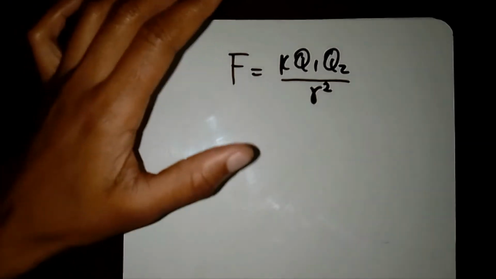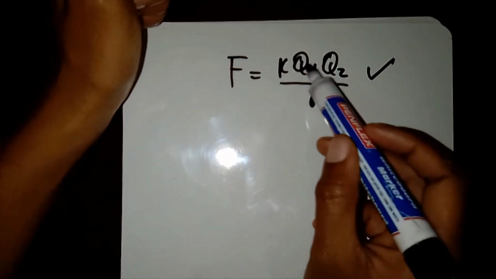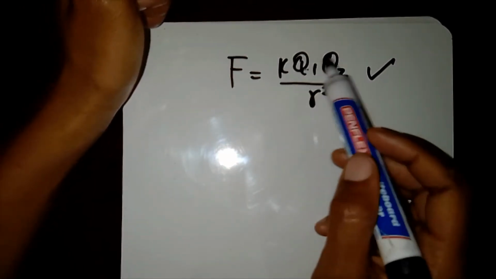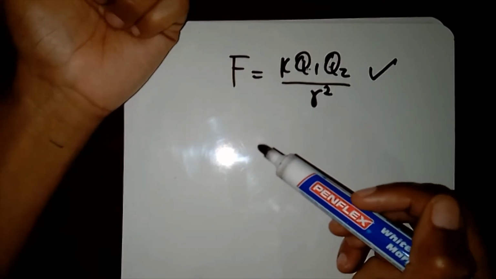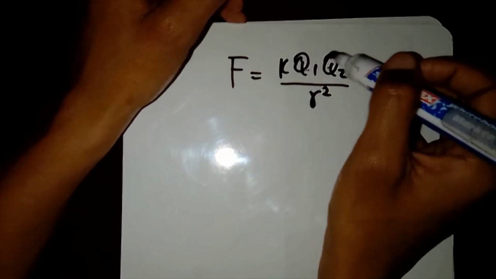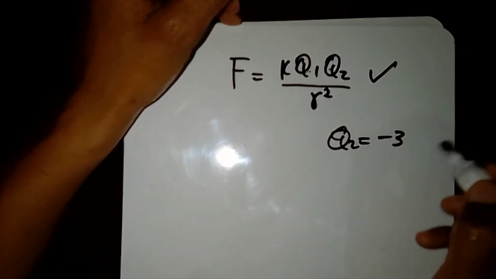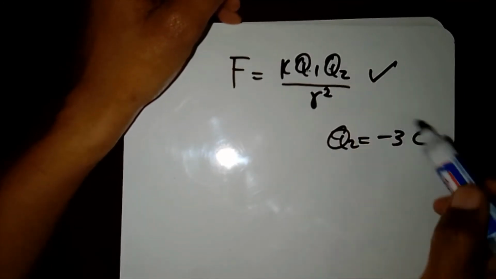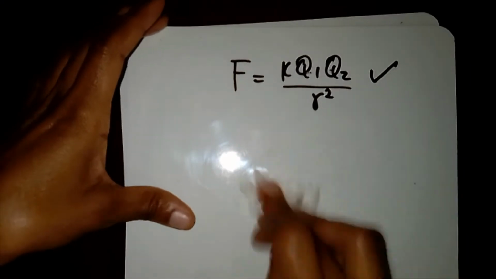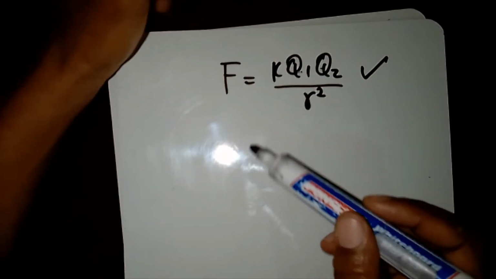Another important consideration when working with this formula is that, one, when you substitute the values of the charges, only substitute the magnitude. So you do not concern yourself much about negative and positive. If Q2 is given as -3 coulombs, just substitute 3 coulombs. You will see how we take care of direction. Direction, like I mentioned, is determined by the nature of the charge.